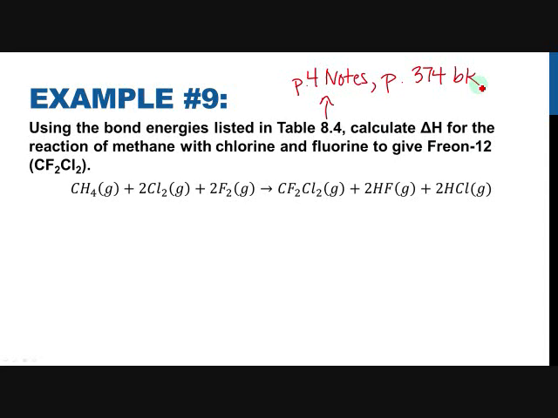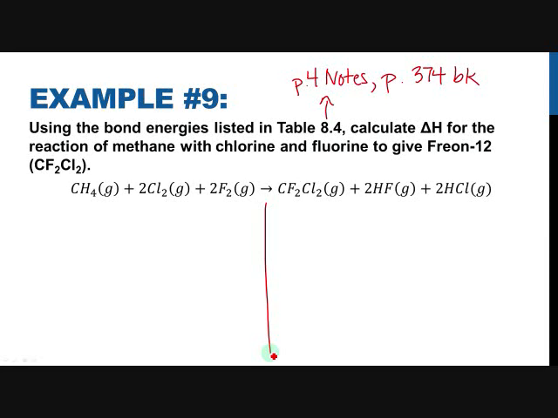We want to figure out the change in enthalpy for the reaction of methane with chlorine and fluorine to give Freon 12. And so we have this big old equation. Now, remember in the equation where we had to take n times the energy? Well, that means that we have to know how many bonds are actually present before we multiply by that. So it might be helpful to think about the Lewis structures to know how many bonds.